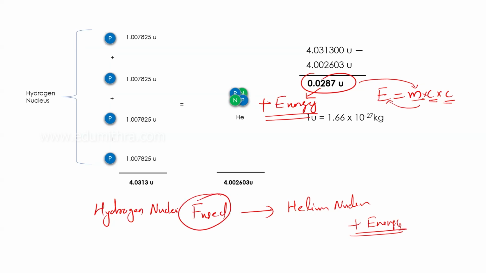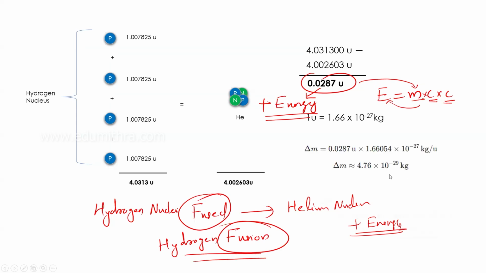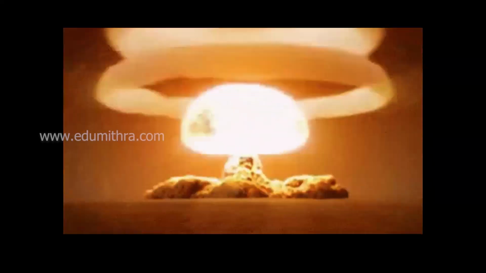So this is the energy generation method in stars. We call it fusion, or hydrogen fusing. Hydrogen fusion is the energy generation in stars. This is how we calculate all these things, so just leave that calculation. This is the same principle that is happening in a hydrogen bomb. An atom bomb also works on something similar, but there the reaction is called fission.